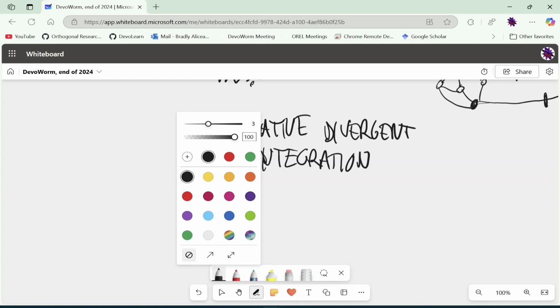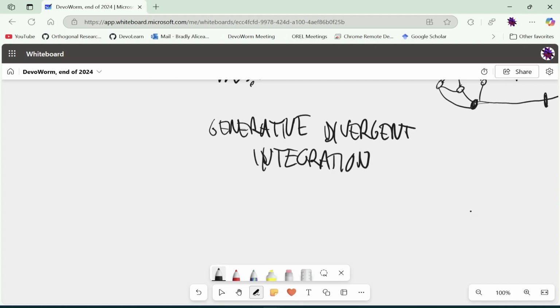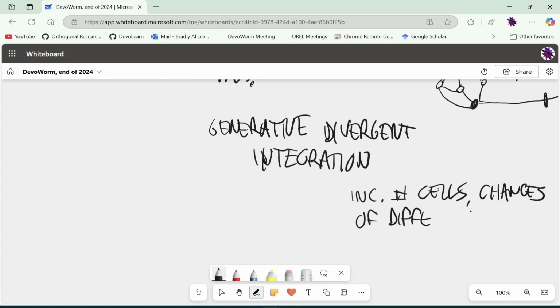So generative divergent integration is basically this idea that as you increase the number of cells, you get these networks that start to form as the cells differentiate, and you get these independent spatial and functional modules. You get these weak ties between them, but you still get this generative divergent integration. So in other words, as you're increasing the number of cells, the chances of getting different cell types increases.